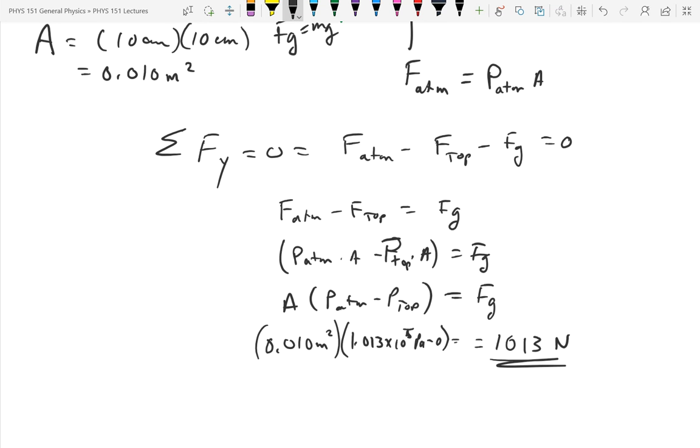You tend to not think about how big the force is from air pressure. But that's a huge air pressure force difference that holds them together. So, do you understand how a suction cup works?